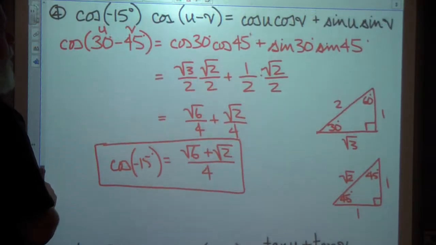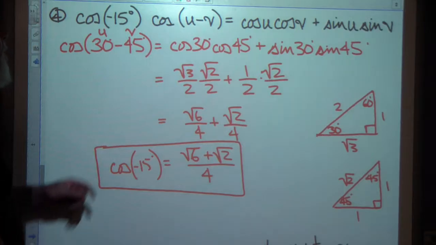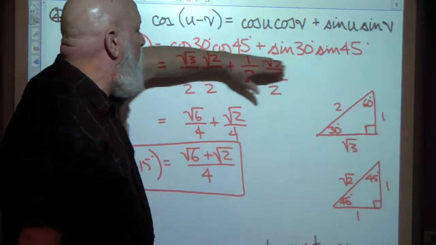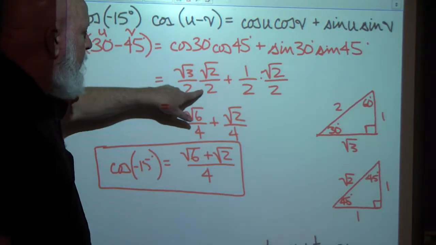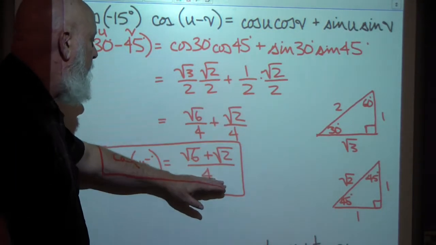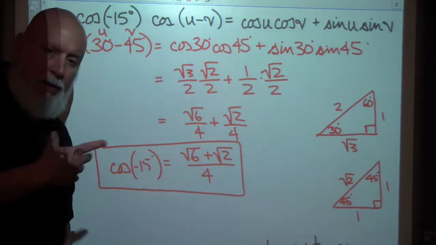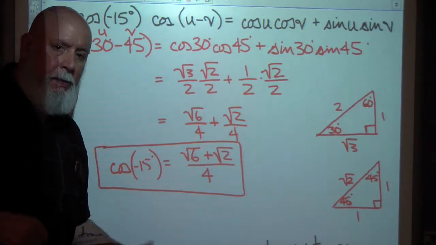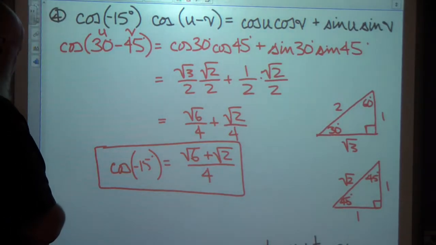And I did another one. It's the same thing. I said, hey, that's 30 degrees minus 45 degrees, just like the other one was. I used this pattern, plugged in everything, evaluated them using my special case triangles, did my fraction addition, and came up with this. So I'll leave that up long enough to where you can freeze it and look at it, and you can ask me questions about it in class if you need me to. Okay, all right.